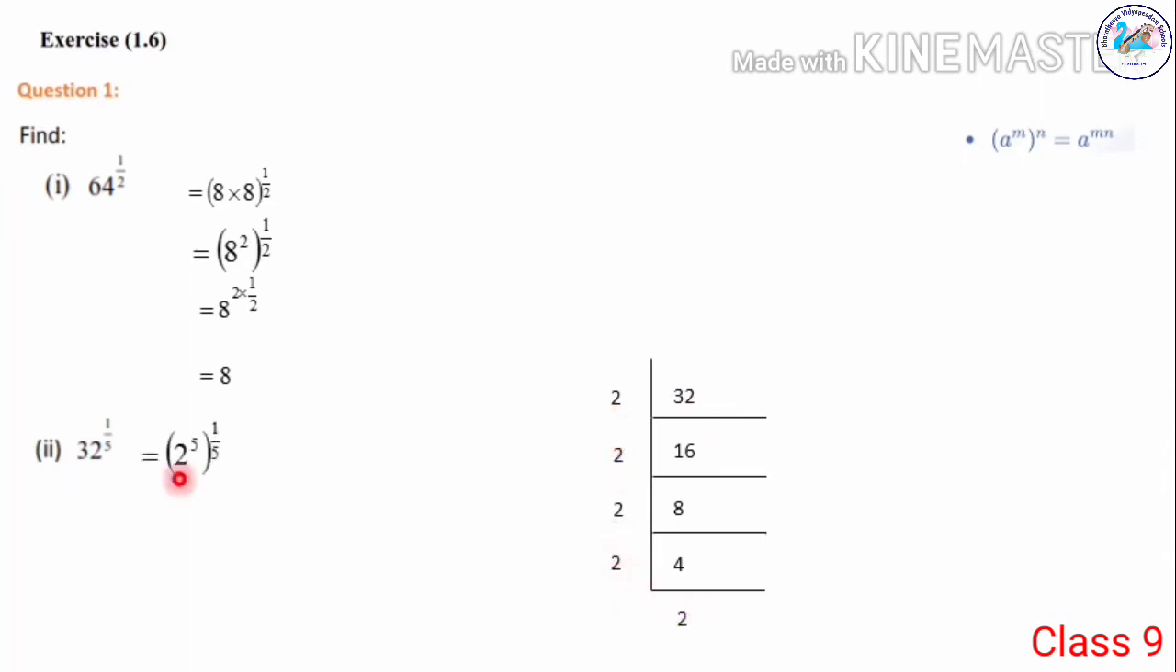That is equal to 2 power 5 the whole power 1 by 5. Again this is also in the form a power m the whole power n. We have to multiply the powers m and n. That is 2 power 5 into 1 by 5. Here 5 and 5 cancel. The final answer is 2 power 1, that is equal to 2.